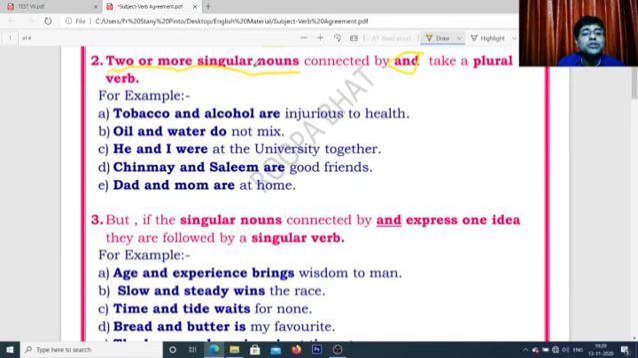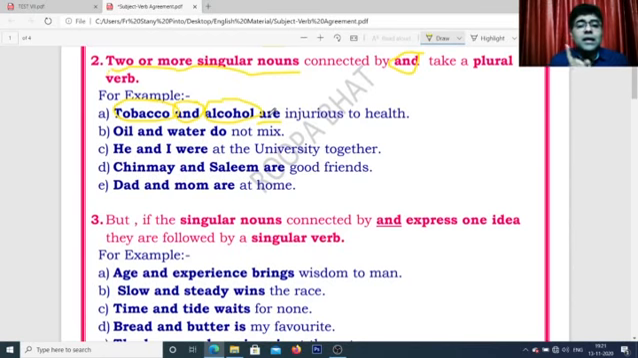Tobacco, two or more singular nouns. So there is one singular noun, tobacco here, and another singular noun, alcohol here, and it is connected by and. They take a plural verb. Tobacco and alcohol are injurious to health, not is injurious to health. Why? Because these two are singular nouns and they are connected by a conjunction and. That's why it is plural.